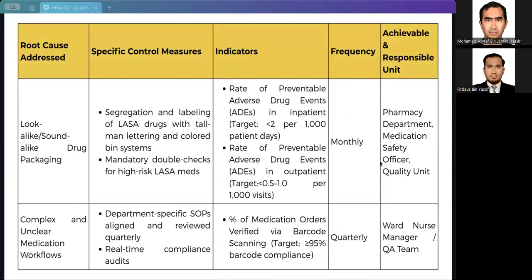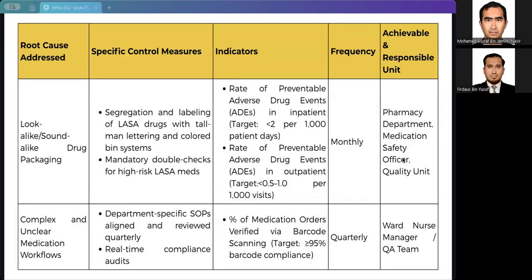So as we dive into our approach to address root causes, let's focus on the specific control measures we have implemented. However, I will emphasize more on the monitoring and evaluation for each of the specific control measures. On the first root cause, look-alike and sound-alike drug packaging, we are targeting a rate of preventable adverse drug events in inpatient setting to be under 2 per 1,000 patient days, whereas for outpatient setting, we aim for less than 1 per 1,000 visits in monthly data collection. Responsible team involves the pharmacy department, medication safety officers, and as well as quality units.